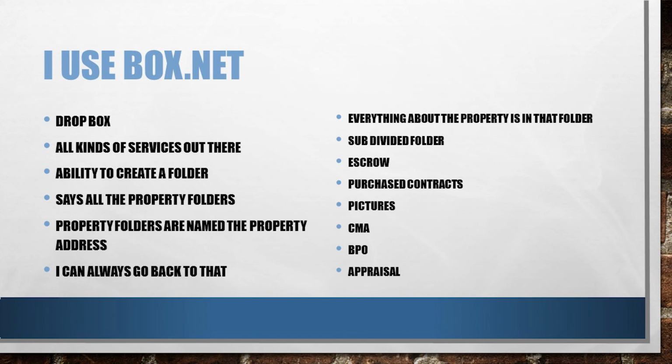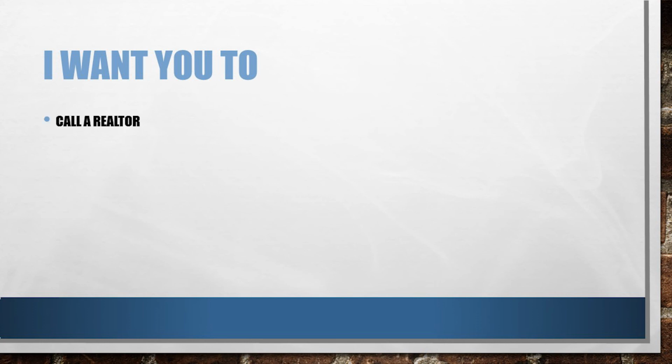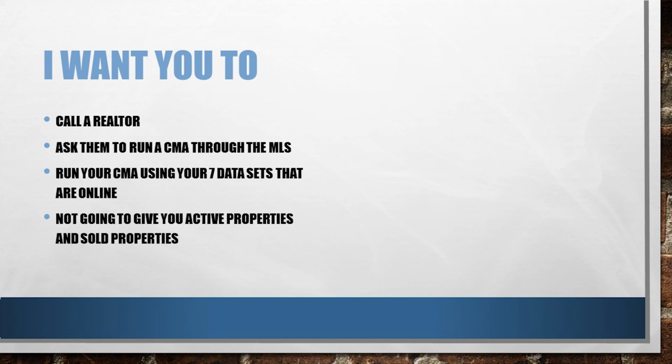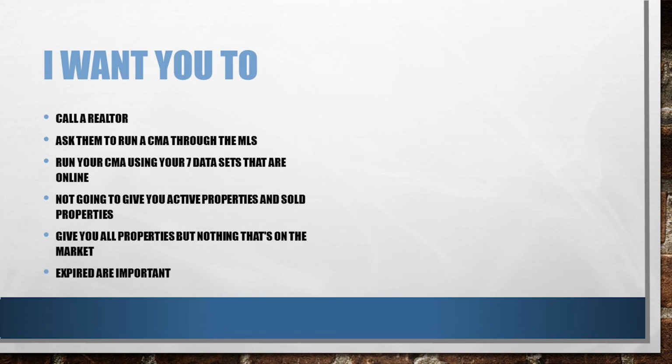Third step is I want you to call a realtor and ask them to run a CMA through the multiple listing service. Now, you can run your CMA using your data sets that are online, your Zillows and your Bank of Americas and your Chases and your Remaxes and those kinds of things. But that's not going to give you active properties and sold properties that have come through exclusively to the MLS. It's going to give you all properties, but nothing that's on the market. So, expireds are important, and especially in a property where the seller has told you on the inbound questionnaires that they've had it listed before.